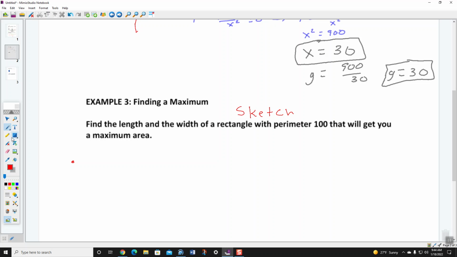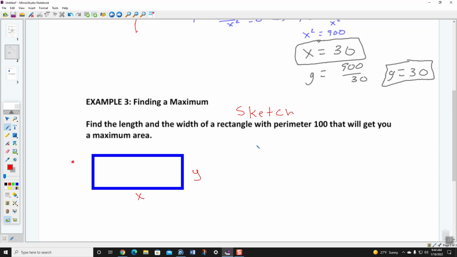Okay, so here's the situation. We're dealing with what type of shape? A rectangle. I don't know what the length and the width are, so is it okay to call the length x? Is that okay with you guys? Yep. And I'm going to call the width y. We know the perimeter is going to be how much? 100.